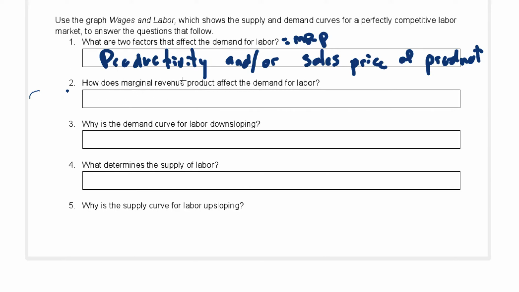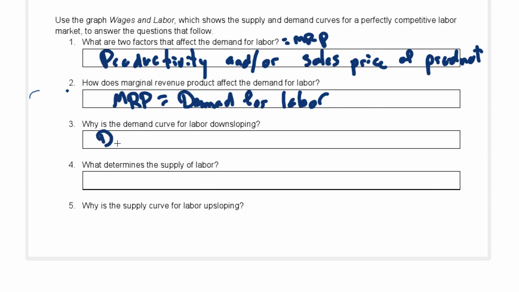And how does MRP affect the demand for labor? Haha, trick question. MRP is the demand for labor. They're the same thing. We saw that in previous activities. Why is it downsloping? So this is, again, same reasons the demand curve was downsloping 3 months ago.